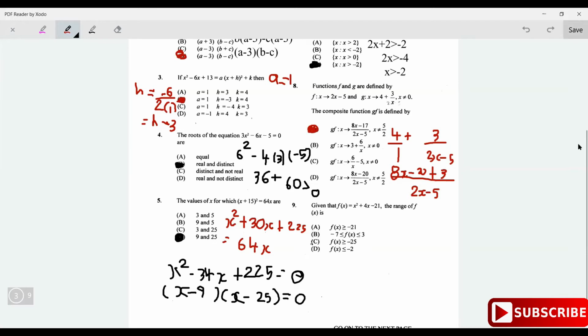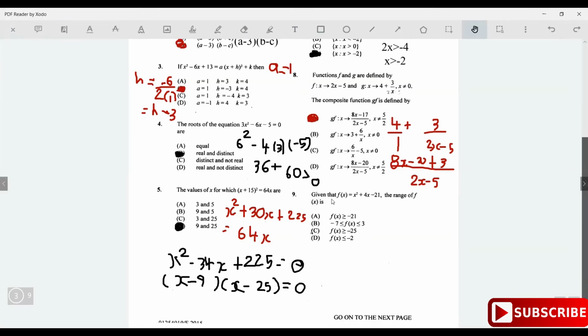Easy, soft. Question 9. Given that f of x is x squared plus 4x minus 21, find the range of f of x. The range of f of x is going to be, all you need to do is pretty much find the y value at the turning point, pretty much complete the square. So finding the y value at the turning point is going to be the k value. It's always the k value that is the y value at the turning point.